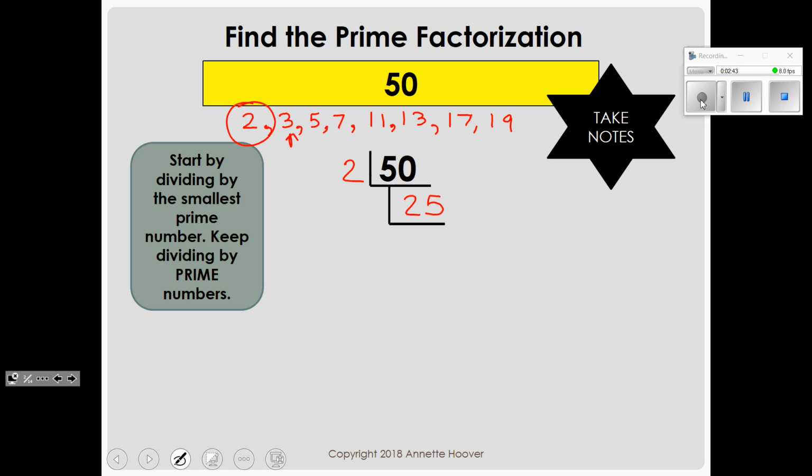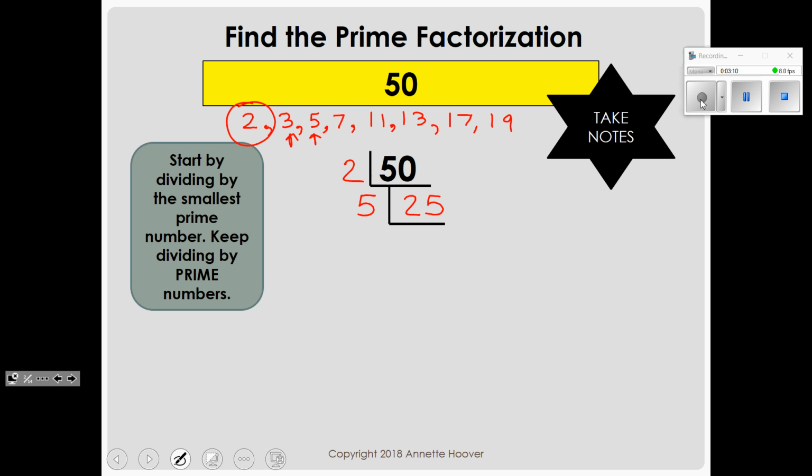I don't know if you learned divisibility rules or not, but to determine if a number is divisible by 3, we find something called the digital root, which means we add the digits together. We add 2 plus 5. That equals 7. And we ask ourselves, is 7 divisible by 3? It is not. So the number 25 is not divisible by 3. We go to the next prime number, which is 5. And of course, 25 is divisible by 5.